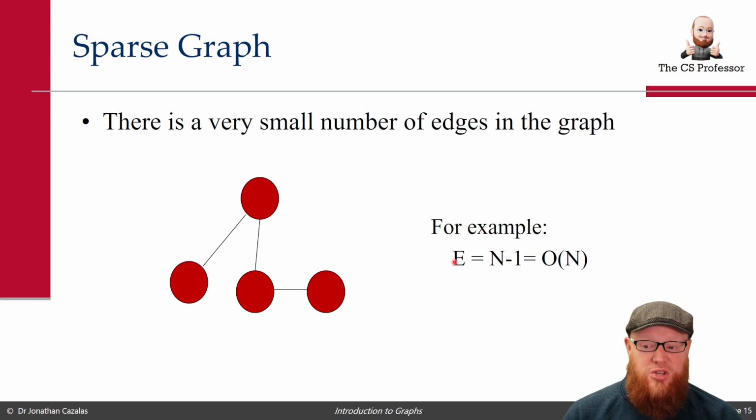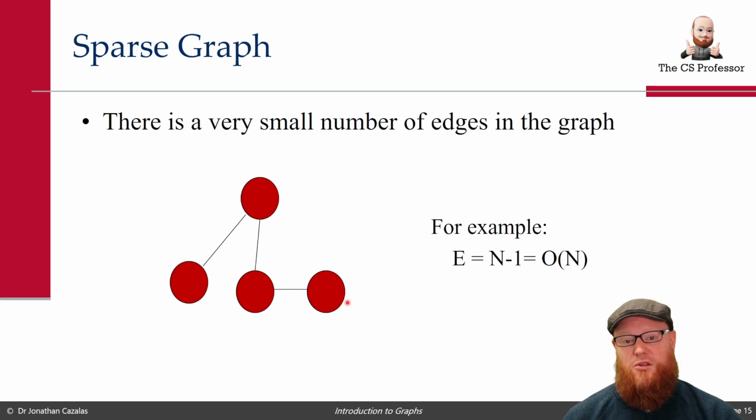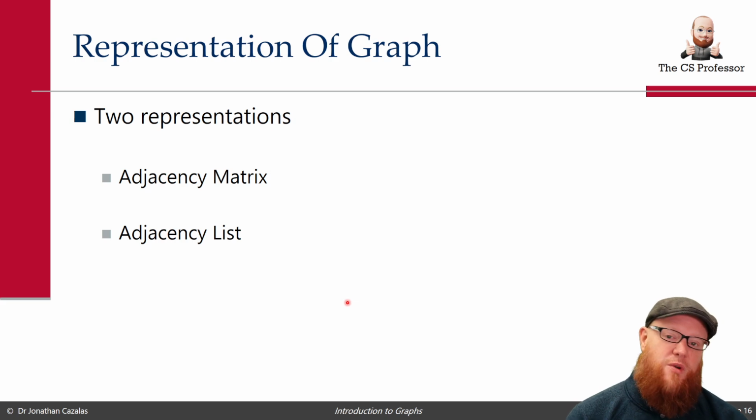What is a sparse graph? A sparse graph is a graph with a very minimal number of edges in the graph. In fact, if we want to have the sparsest of sparse graphs that is at least fully connected, that would mean what? That we would have n minus 1 edges, right? So how many edges would we have? Well, if we have 4 vertices, we would need 3 edges connecting those vertices.